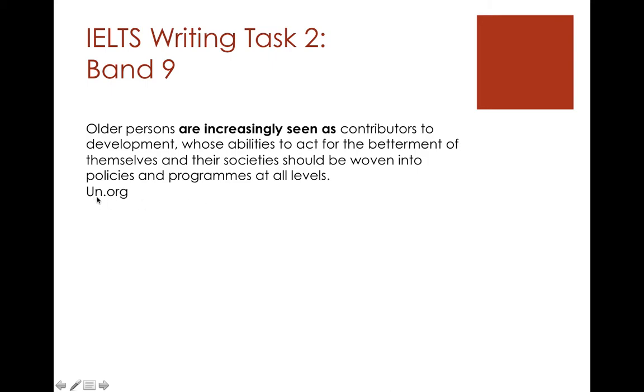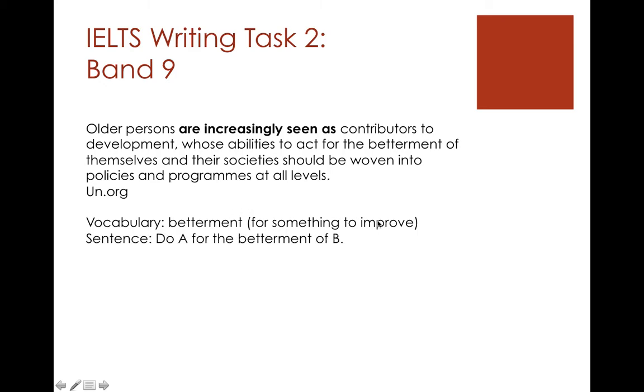So again, from UN.org: older persons are increasingly seen as contributors to development, whose abilities to act for the betterment of themselves and their societies should be woven into policies and programs at all levels. Very high level language here, and it's good for you to learn from it. So betterment means for something to improve. So do A for the betterment of B. So, volunteer for the betterment of society, like that.